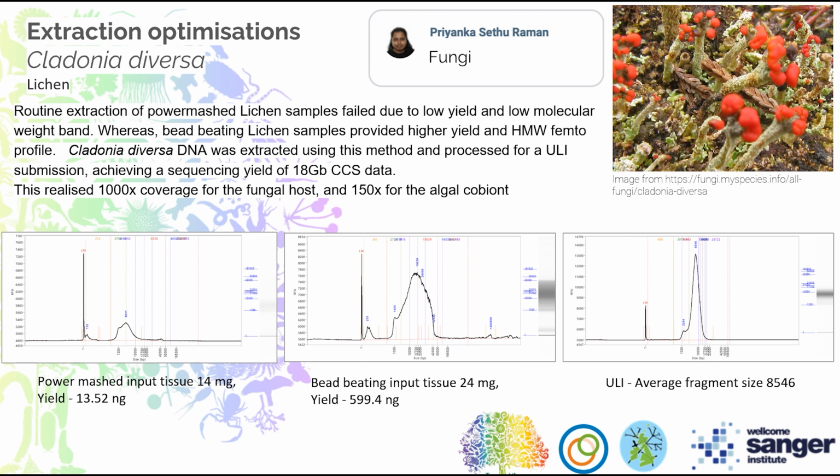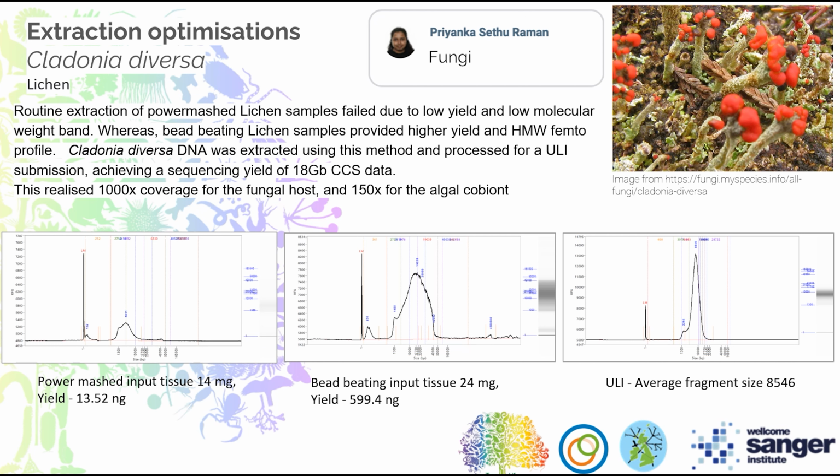So then moving on to the bead beating, you can see the femtotrace of that in the middle there. 24 milligrams input, we've got 599 nanograms. So it's still a pretty low yield, but that's enough for us to think about a ULI prep. And that's what you can see here. This is the output after going through one of those G tubes. Fragment size 8.5, so it's a little bit short.